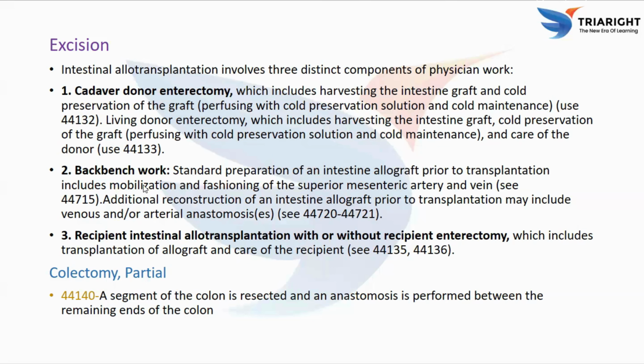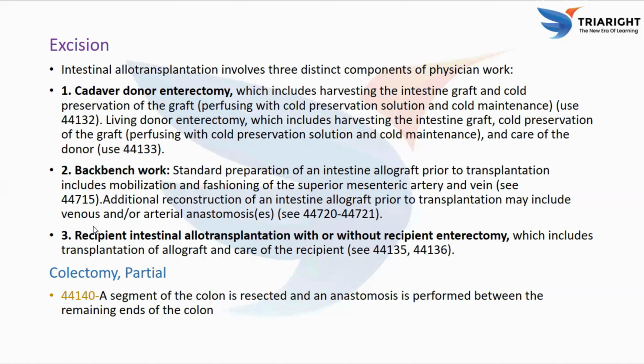The second step is backbench work, which is graft preparation. So what is backbench work? It is the work done outside the body, preparing the intestinal graft before the implantation. It always includes the mobilization of the superior mesenteric artery and vein, and fashioning vessels for connection to the recipient. The CPT codes are 44715 for standard preparation and 44720 to 44721, which include the additional reconstruction, that is arterial and or venous anastomosis. Backbench procedures are separately reportable from donor and recipient surgeries.